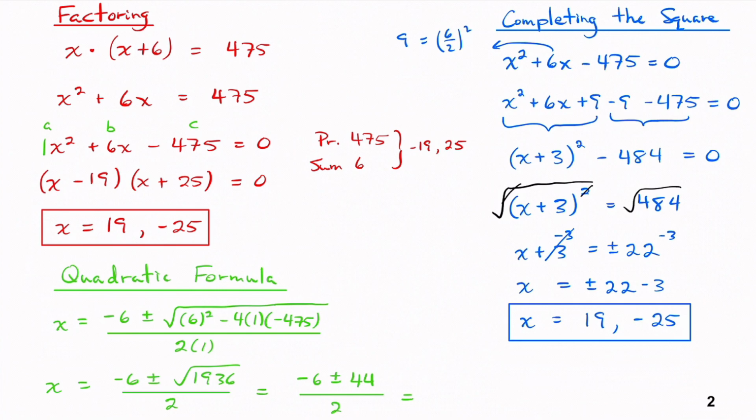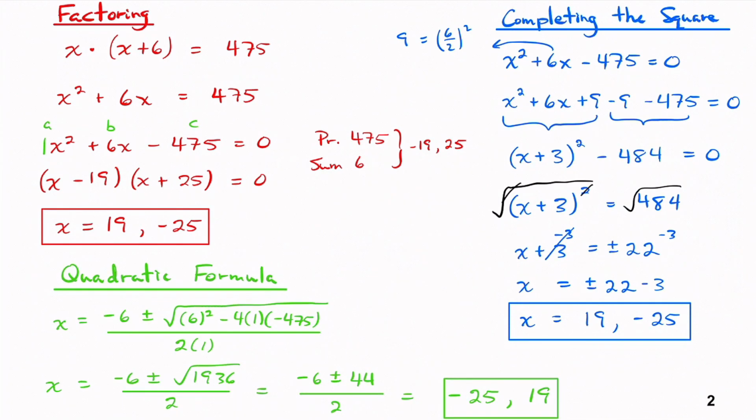And then we're going to get two answers from this. So we're first going to do the minus one. It's going to be minus 6 minus 44. That's minus 50, and then divide by 2. You'll get negative 25. And then if I do the positive one, that is going to be negative 6 plus 44, so that gives me 38, and then divide that by 2, I get 19. Again, the exact same two answers as what we had in the other two.